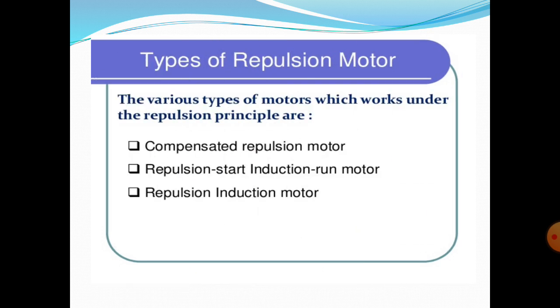And next are the different types of repulsion motors. First is the compensated repulsion motor, next the repulsion start induction run motor, and the final one is the repulsion induction motor.